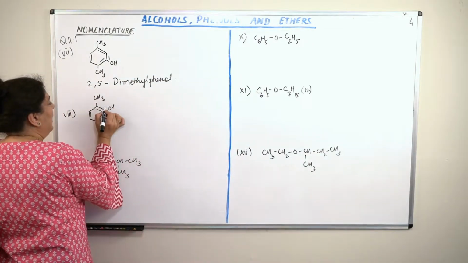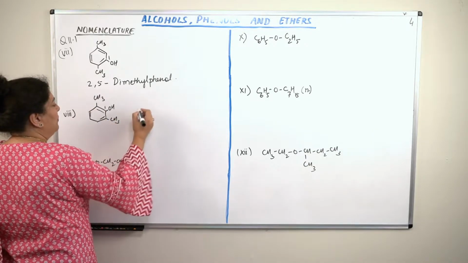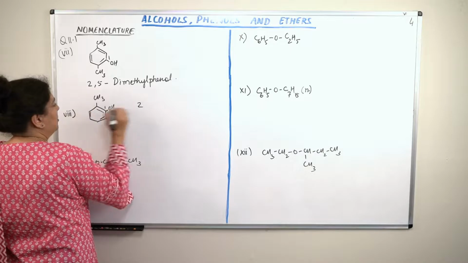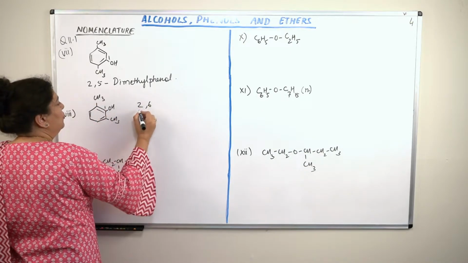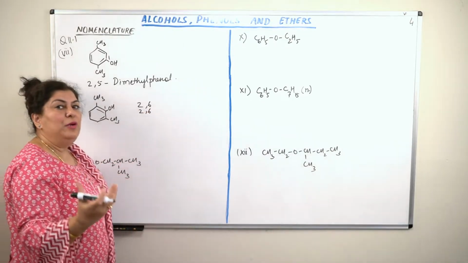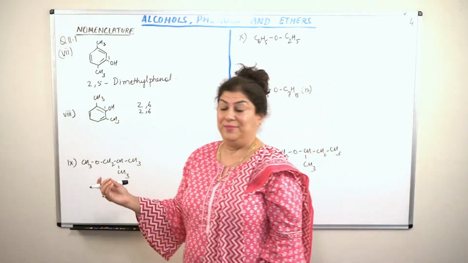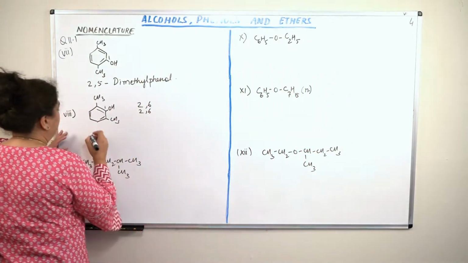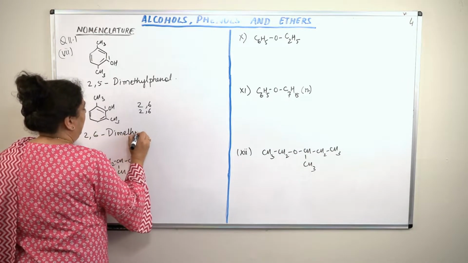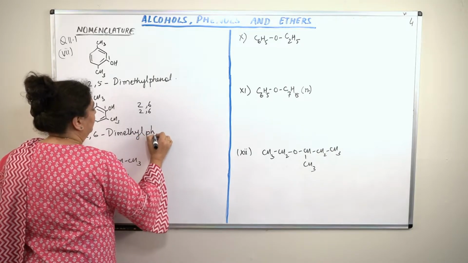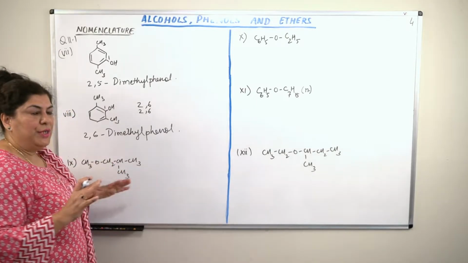If this is carbon 1, I can count in this direction. 2. So my locants for the methyl groups will be 2, 3, 4, 5, 6. 2, 6. If I count in this direction also, 2, 3, 4, 5, 6. 2 and 6. In both the directions, my locants are 2 and 6. So it makes no difference which direction I count in. So it doesn't matter. I'll just write it is 2,6-dimethyl phenol. Right? Assuming that phenol, the OH is getting the first carbon.